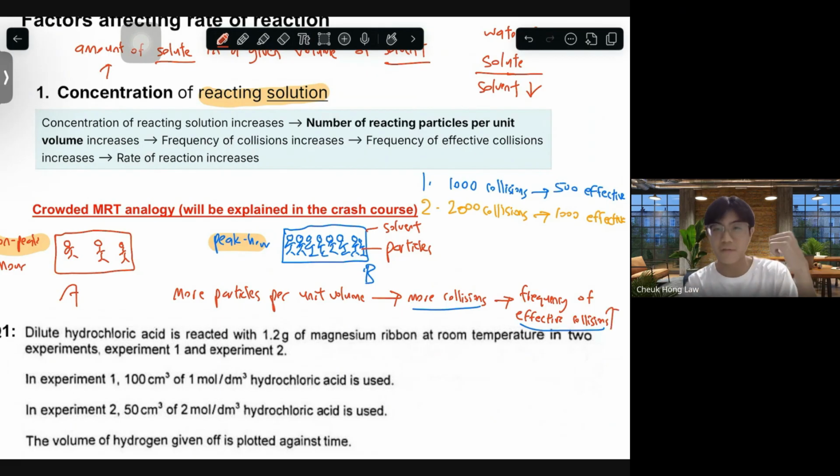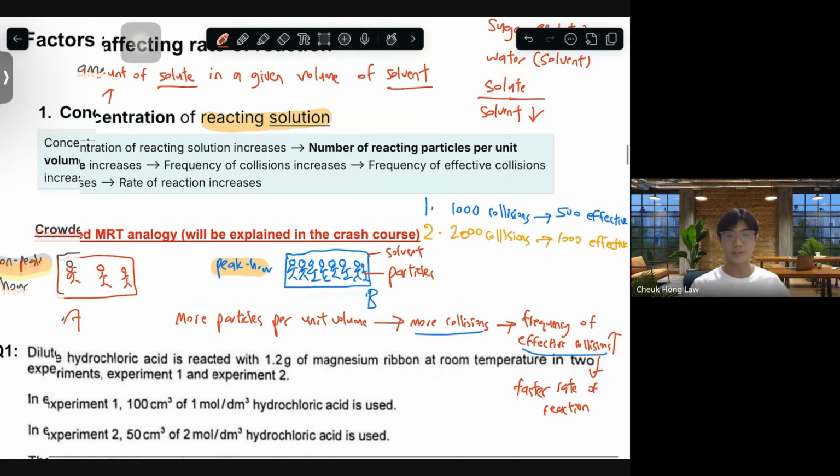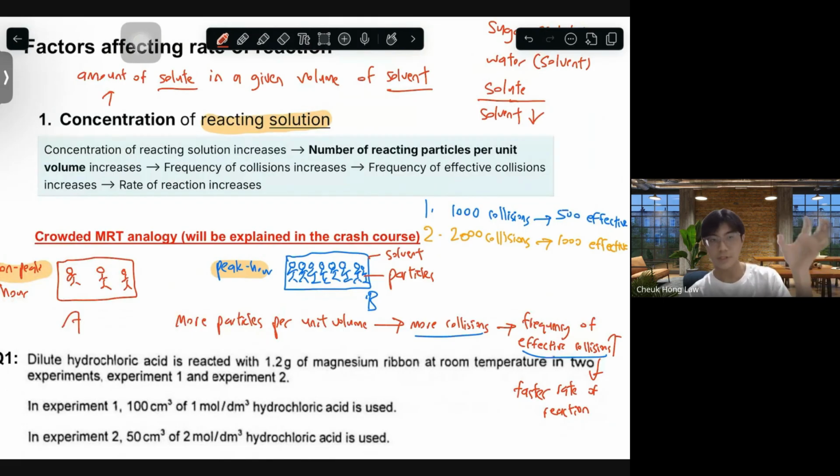And once you have more effective collisions, a higher frequency of effective collisions, that leads to a faster rate of reaction. Okay, so from the start, concentration increases. You have more particles per unit volume, so you have more collisions. The particles have more collisions, so the frequency of effective collisions increases, and therefore the rate of reaction increases.